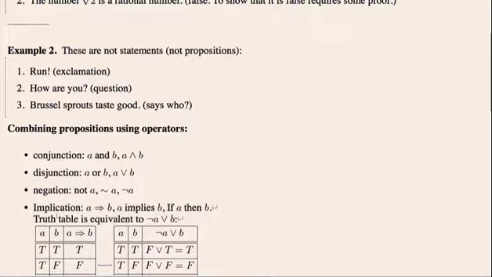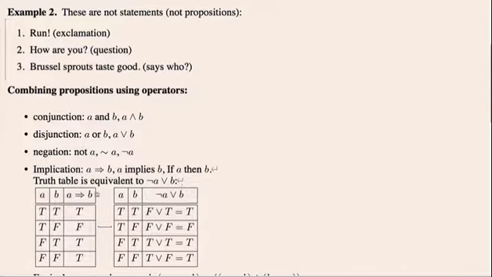Then we also have the implication. A implies B is how we read this. And we also say many times that if A, then B. It turns out that the truth table of this is equivalent to not A or B.